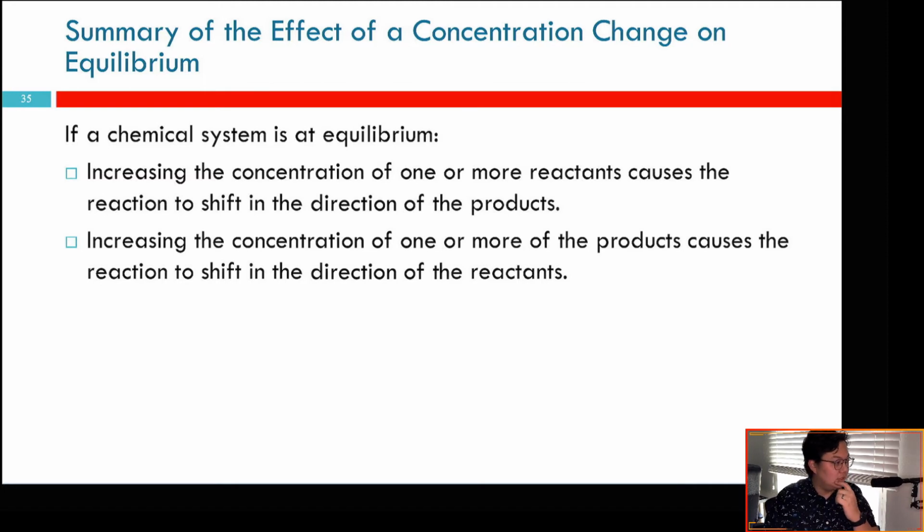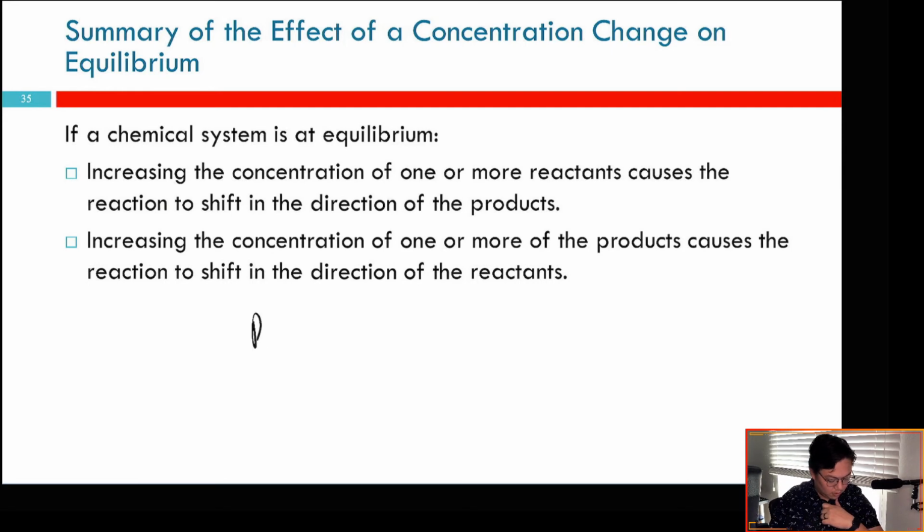So if we've got a chemical system at equilibrium, increasing the concentration of one or more of the reactants causes the reaction to shift in the direction of the products. Increasing the concentration of one or more of the products causes the reaction to shift in the direction of the reactants. So adding something is like giving it a shove. If we add reactants, we're shoving it from the reactant side.